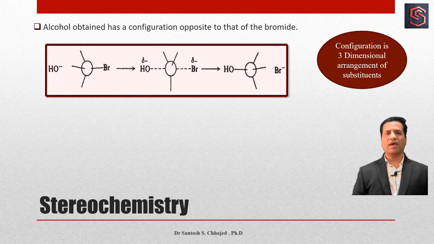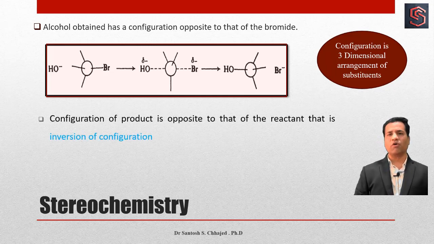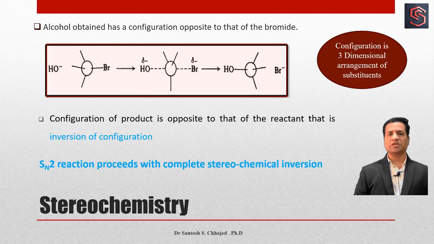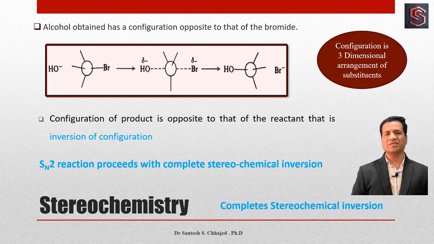Now when alkyl halide, that is methyl bromide, gets converted to methanol in the SN2 reaction, it has been observed that the configuration of the 3 hydrogens becomes inverted, and that's why it is said that SN2 involves inversion of configuration of the substituents around carbon, and this reaction proceeds with complete stereochemical inversion, that is 100% inversion of configuration occurs in the SN2 reaction. So this is how the stereochemistry of the SN2 reaction is. It involves 100% inversion of configuration.